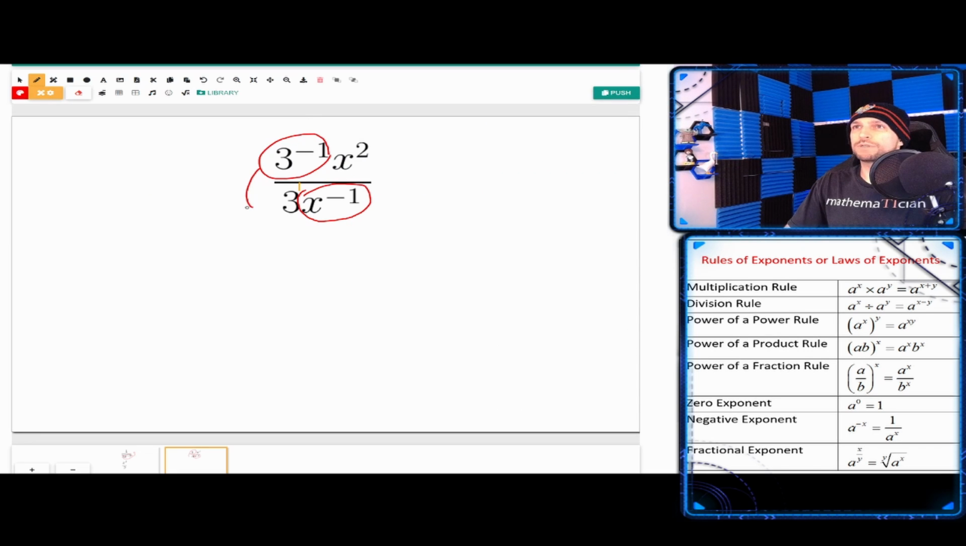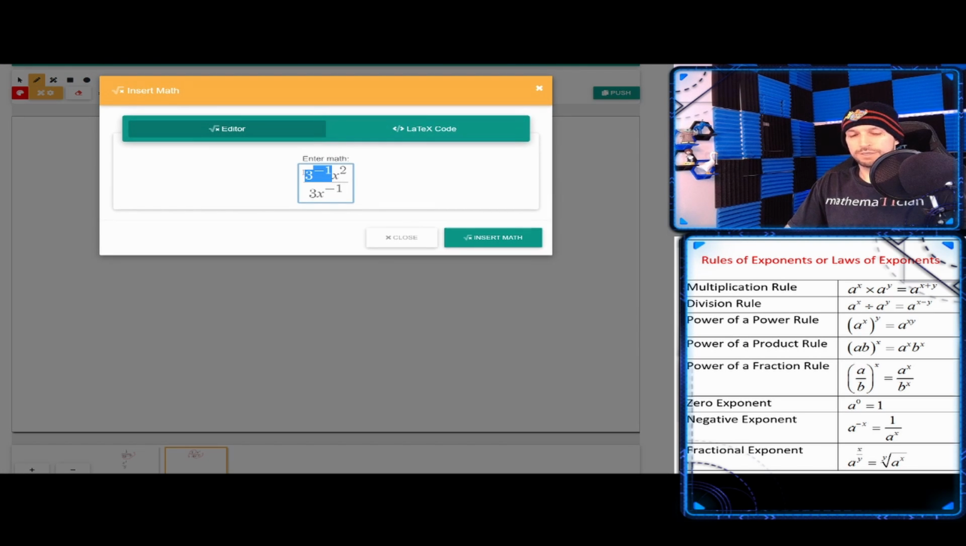The 3 to the negative 1 is going to go to the denominator. The x to the negative 1 is going to go to the numerator. So we're going to take this from the numerator, put it in the denominator, make it positive. If I'd like to, I can represent those both as 3 to the first power. Then that x to the negative 1 is going to move from the denominator to the numerator and become positive.